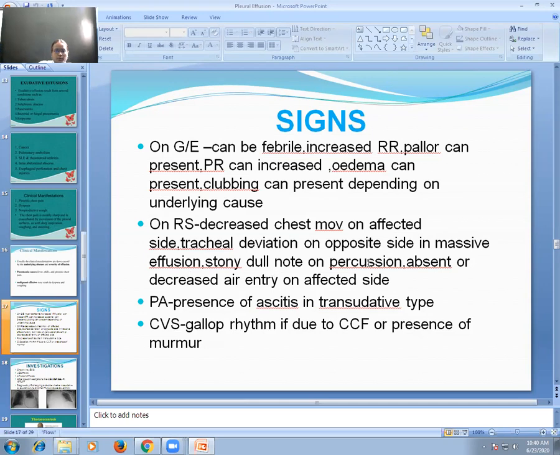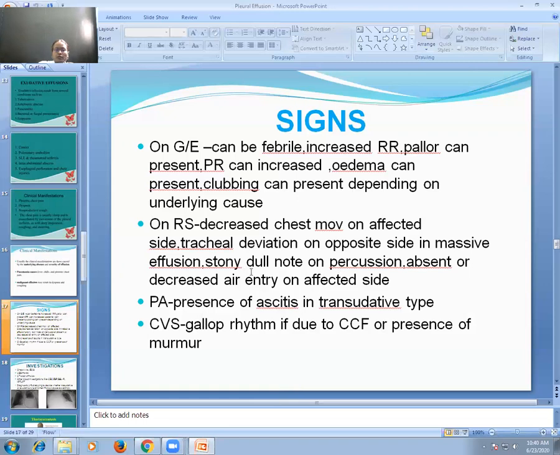Stony dull on percussion. The normal lung area is resonant when you percuss or tap the area of the lung, because your lung contains air, so normally you get a resonant sound. But now there is a collection of fluid around the lung, and fluid is a bad conductor of sound. So whenever there is a collection of fluid, whether it is blood, pus, or fluid, anything around the lung, that results in a stony dull note on percussion.